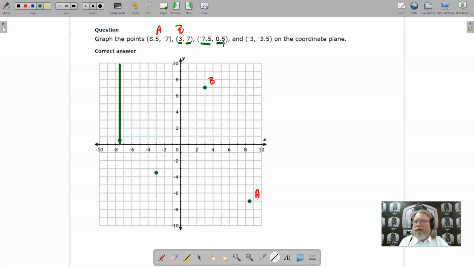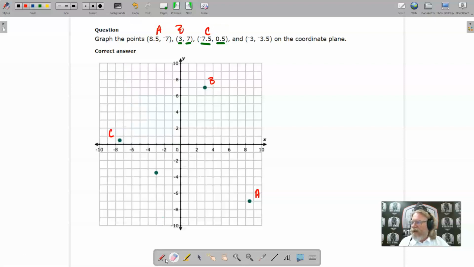And then 0.5, so y value of 0.5, well here's 0, here's 1, so right in between, right there, would be a y value of positive 0.5. And this point here is graphed for us already. We'll call this point C. So we have point C graphed there.